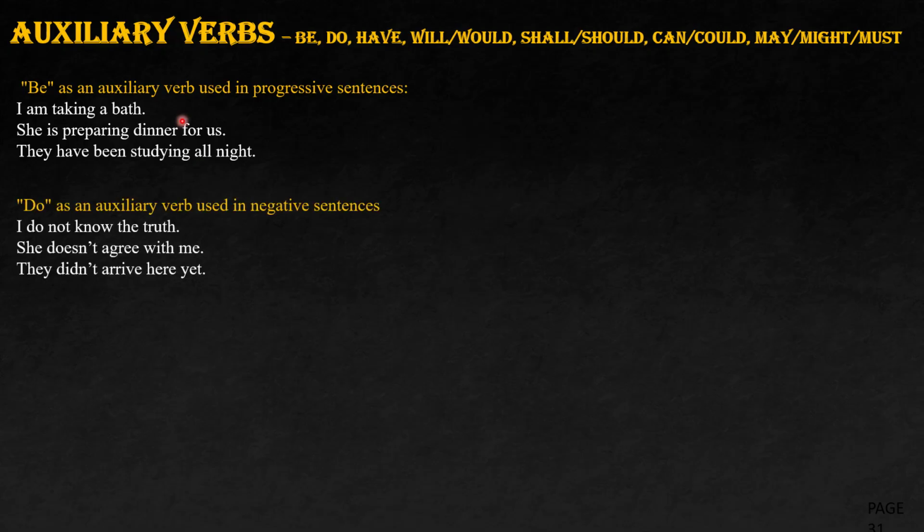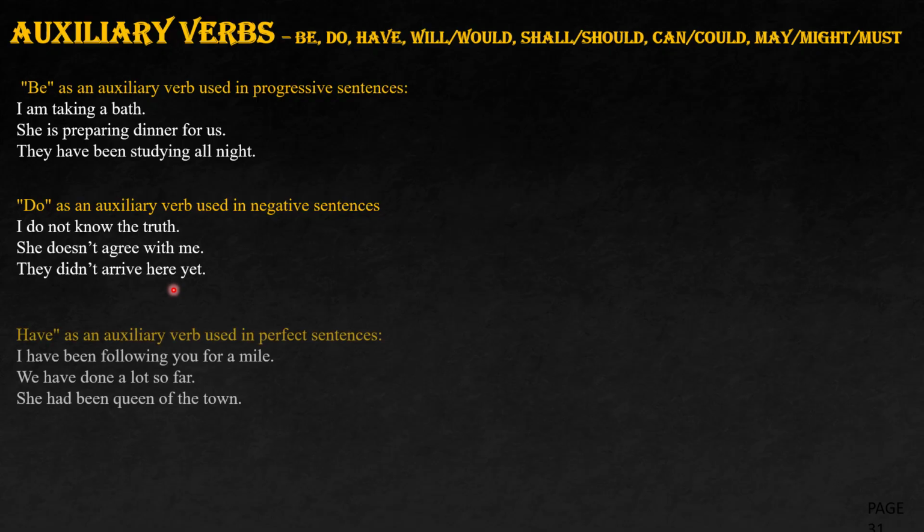Now when it comes to the do auxiliary verb, it is also used in negative sentences. We have seen it, right? I don't know the truth. Then she doesn't agree with me. They didn't arrive here. Like that, we can use do to form negative sentences.